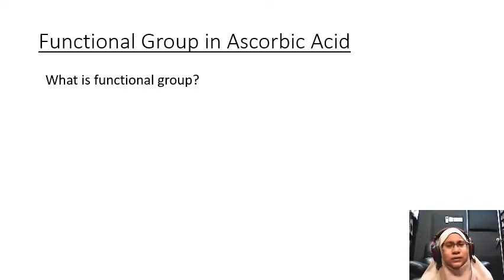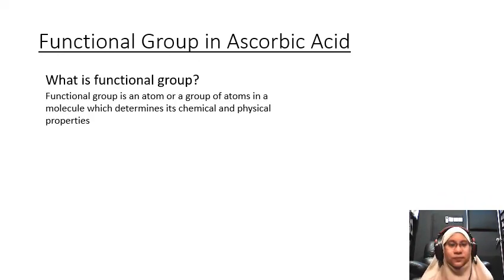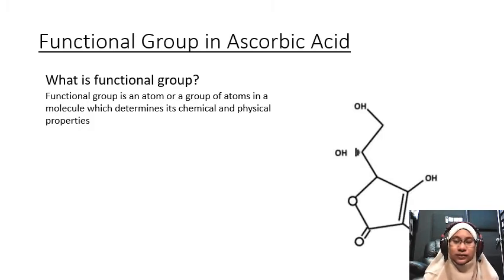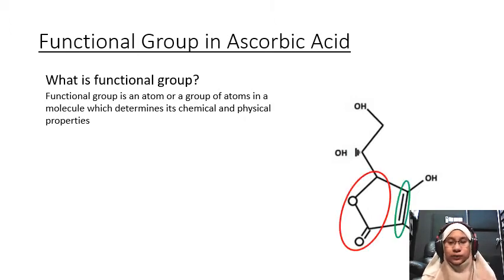What is functional group? Well, functional group is an atom or group of atom in a molecule which determines its chemical and physical properties. As you can see with this little picture of a skeletal structure of ascorbic acid, there are two functional groups we're going to look into.